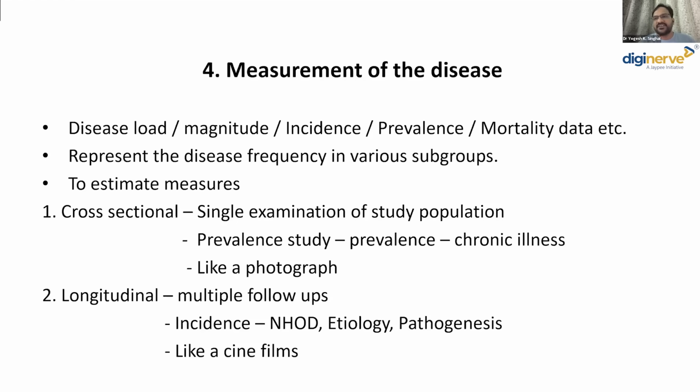Suppose we visited 1,000 houses in a village and we find out that in 1,000 houses, there are 400 patients of malaria. So what is the prevalence? 400 upon 1,000, that is, 40% is the prevalence. This is point prevalence. So this is the cross-sectional study. By cross-sectional examination, we can find out the prevalence, but by a longitudinal study, we can find out the incidence. So we will discuss this. Cross-sectional is like a photograph and longitudinal is like a movie.